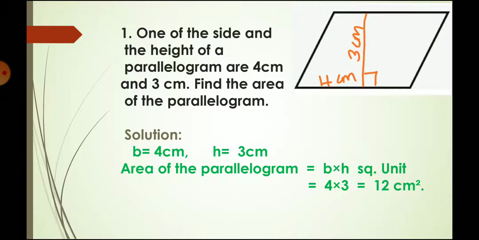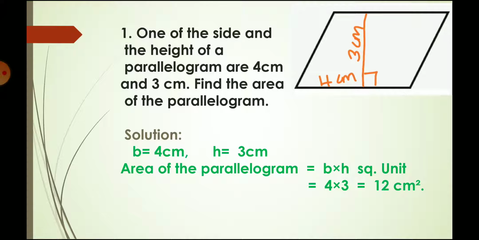Okay, next we are going to move on to solve the sums. See here, one of the sides and the height of a parallelogram are 4 centimeter and 3 centimeter. Find the area of the parallelogram. Here they gave one of the sides, that is called the breadth, 4 centimeter, and the height is measured as 3 centimeter. Now we just substitute these values in this formula, that is b into h square unit.